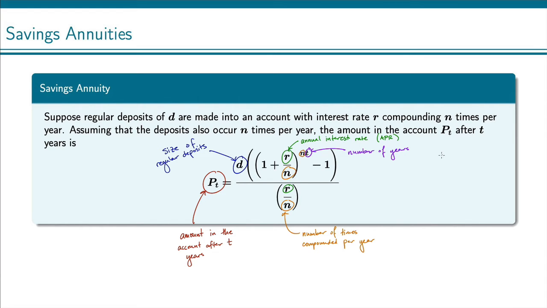Now, one important aspect that's not stated explicitly in the formula is that this N, the number of times compounding per year, also has to be how regular our deposits are. So if we compound monthly, then we need to be making monthly deposits. Or if we compound quarterly, then our deposits are quarterly. So the time frame for our deposits must match the time frame for our compounding.